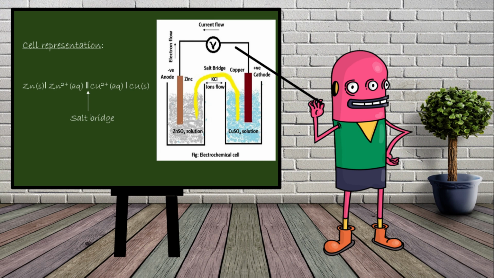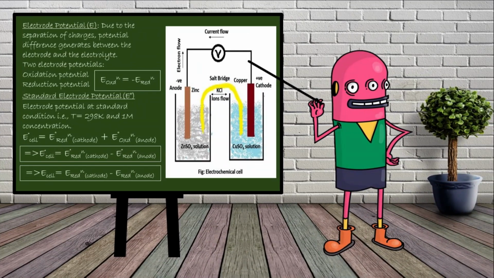Now, as there is separation of charges, there must be potential difference, and this takes us to our next topic, which is electrode potential. Well, electrode potential is the potential difference developed due to the separation of charges between the electrode and the electrolyte. It is denoted by capital E. There are two electrode potentials. First one is the oxidation potential and the other one is the reduction potential. One thing must be noted, that the oxidation potential is the negative of the reduction potential.